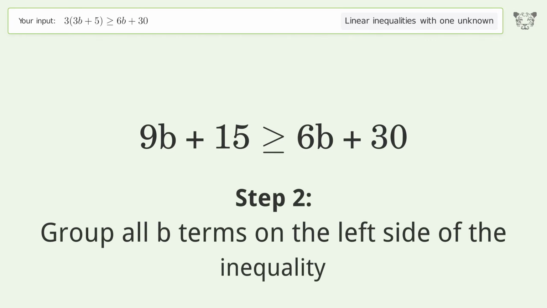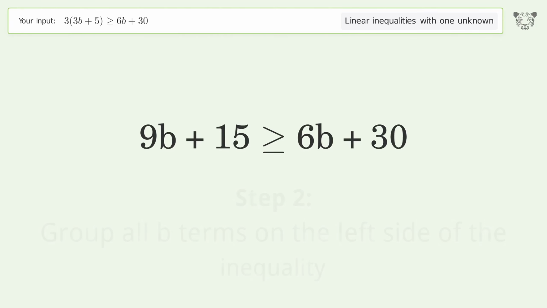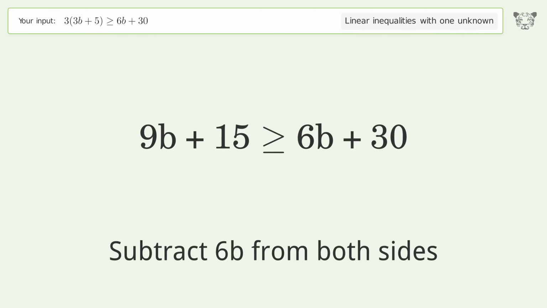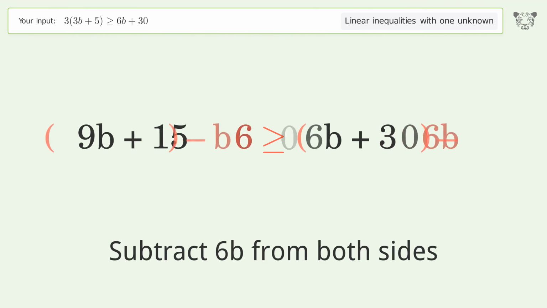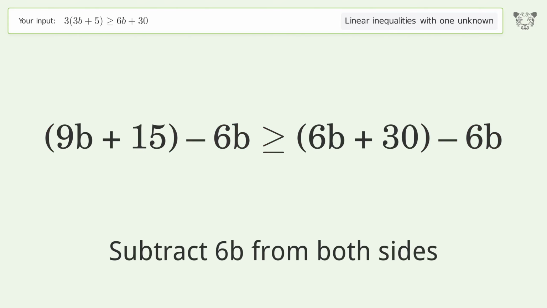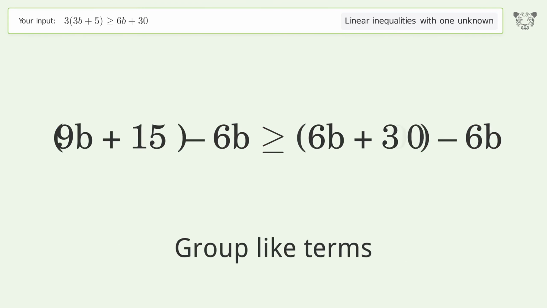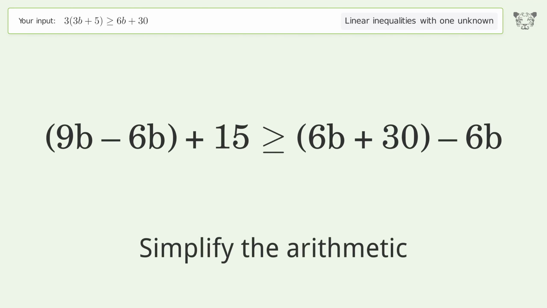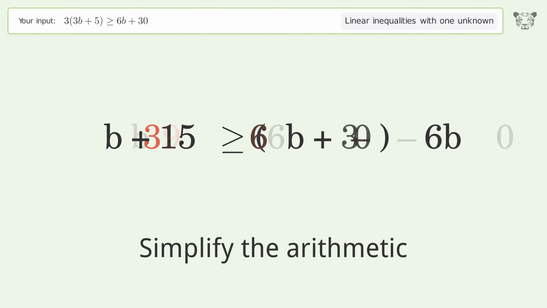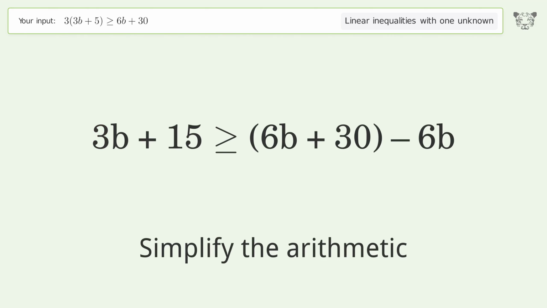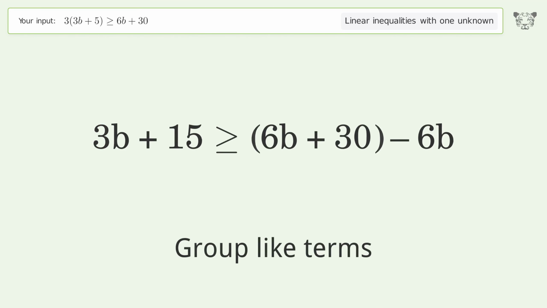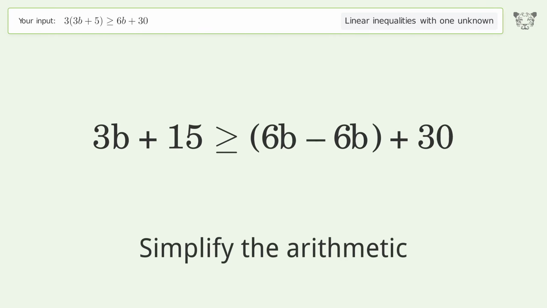Group all b terms on the left side of the inequality. Subtract 6b from both sides. Group like terms. Simplify the arithmetic. Group like terms. Simplify the arithmetic.